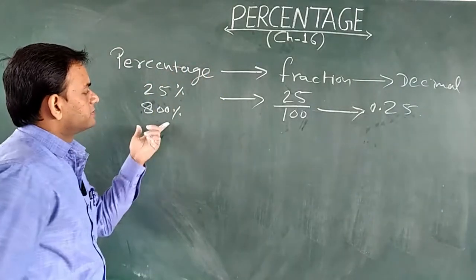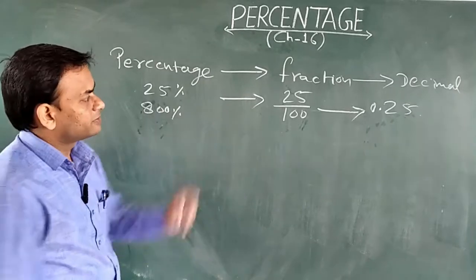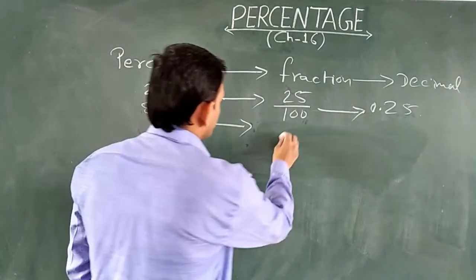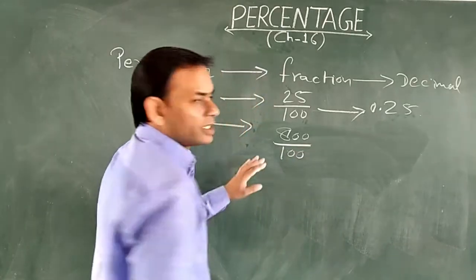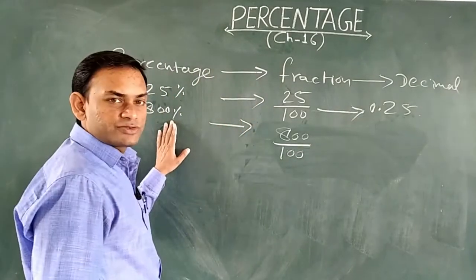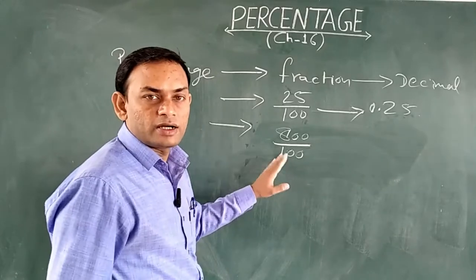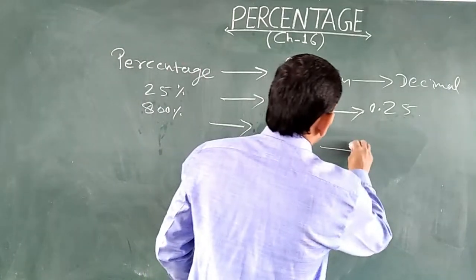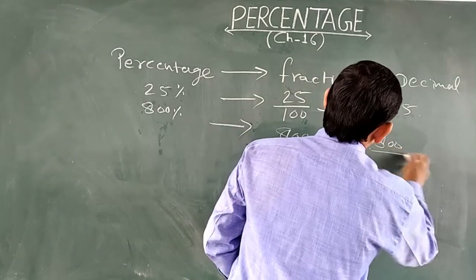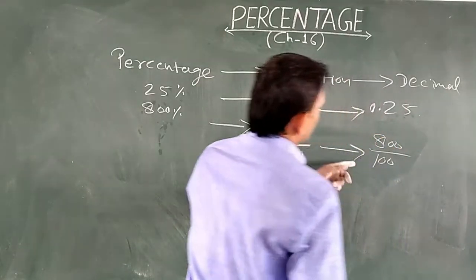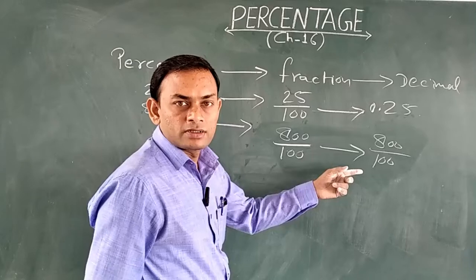One more example we are taking. Suppose 800%, and we have to change it into the decimal. So how do we change? 800% can be written like 800 upon 100. Whenever we remove the percentage sign, we always write 100 as a denominator. Okay. Now 800 upon 100. It's very easy.